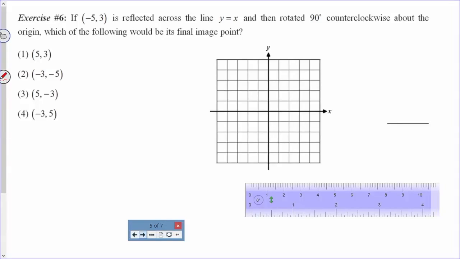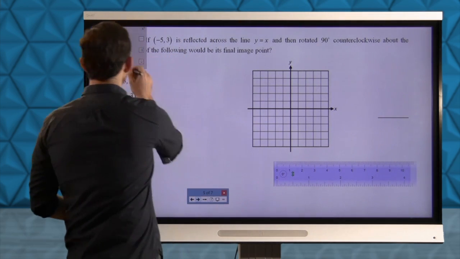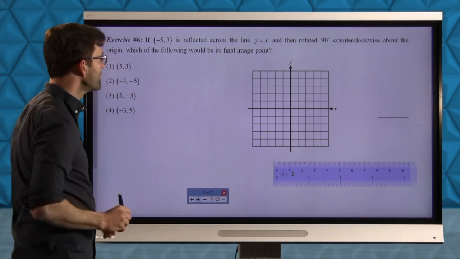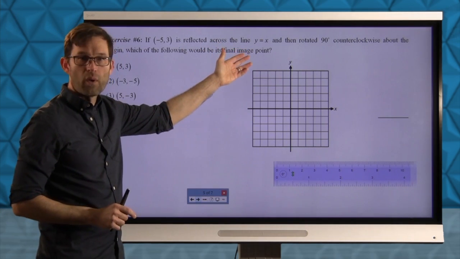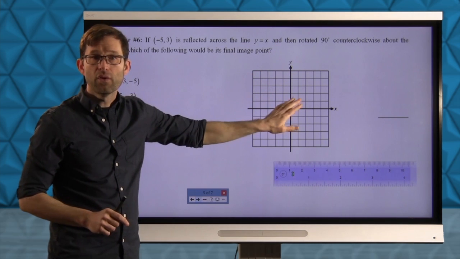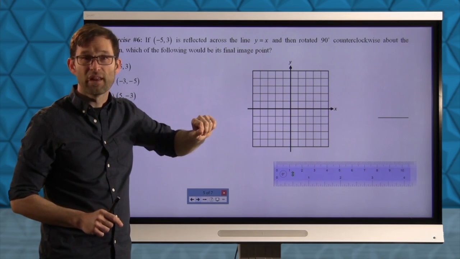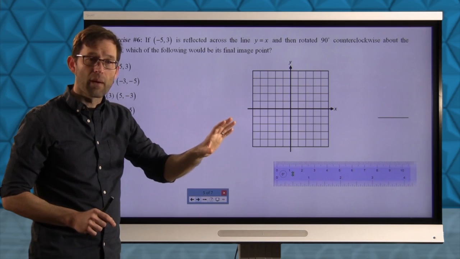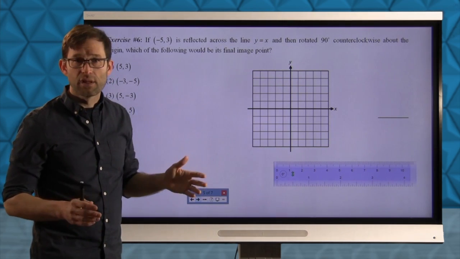Okay, exercise number 6. If negative 5, 3 is reflected across the line y equals x, then rotated 90 degrees counterclockwise about the origin, which of the following would be its final image point? Now, if you've already memorized the reflection across y equals x and a rule for rotating 90 degrees, then you don't need this. You just don't need it, okay? If you haven't memorized them, then it takes a little bit more work.